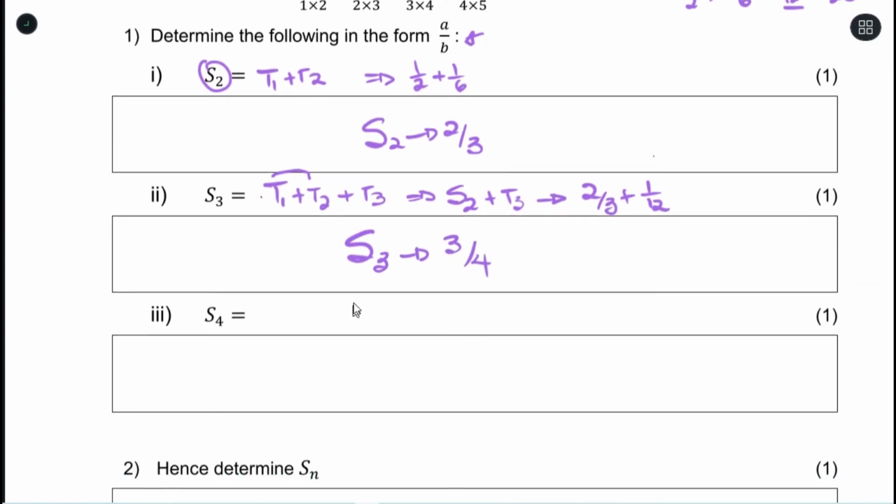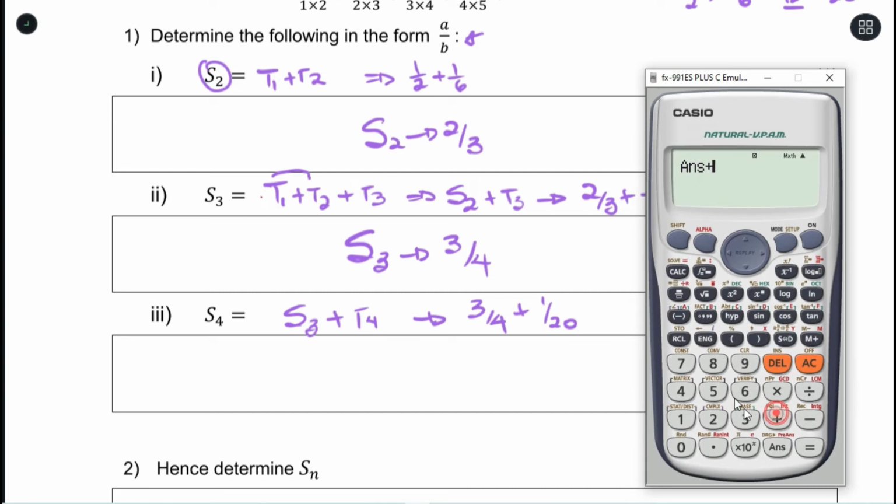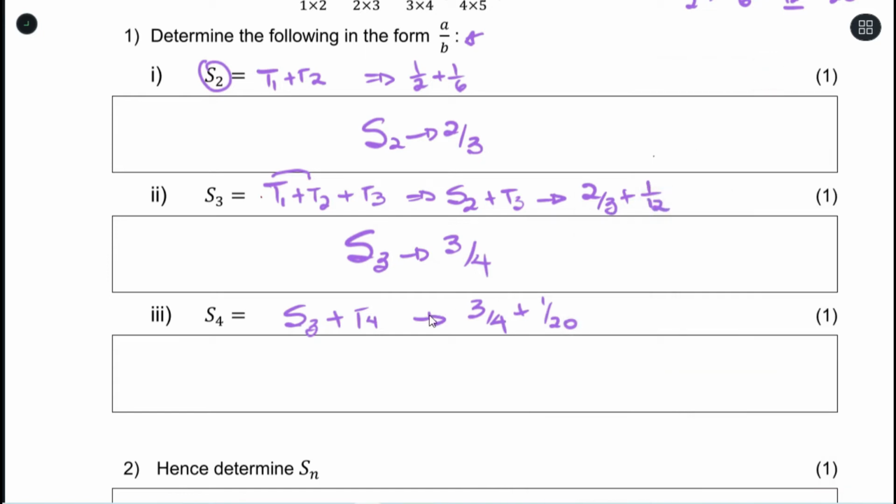Then we look at S4. In the same vein, we could say that this is the same thing as S3 plus T4, where S3 is 3 over 4 and T4 is 1 over 20. Adding those two gives 4 over 5. So we have S4 to be 4 over 5.